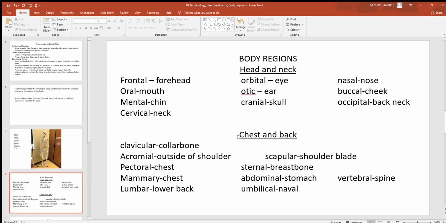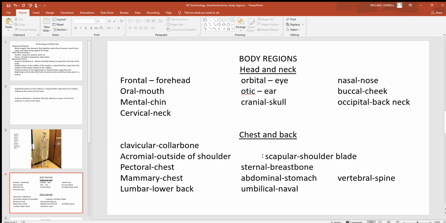Looking at your chest and back, clavicular, the collarbone, right? You may have heard of that little collarbone before, right up at the top of each side of your chest, left and right. The acromial regions, outside of your shoulder. If you put your hand on the very outside of your shoulder, way up high there at your shoulder blade, outside to the top, there's an acromial process there. When we get to that bone further down the line, you'll see that structure there. It's named by that region.